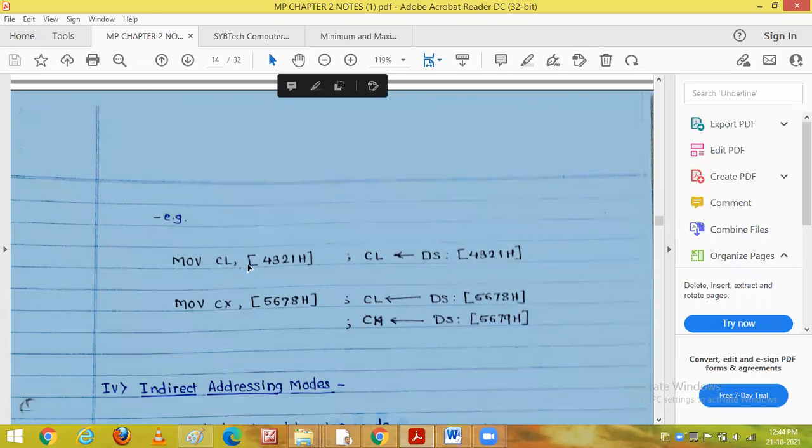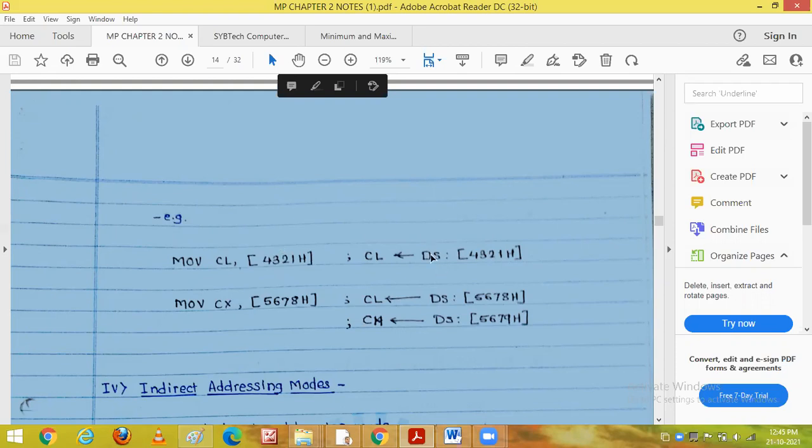In immediate addressing, directly I have to take 12H instead of square brackets. Please remember, instead of square brackets I just take 12H in immediate, but in effective addressing we have to use square brackets. It means that this is the effective address. This effective address is nothing but where the data is located. It is located in main memory, which we call DS.